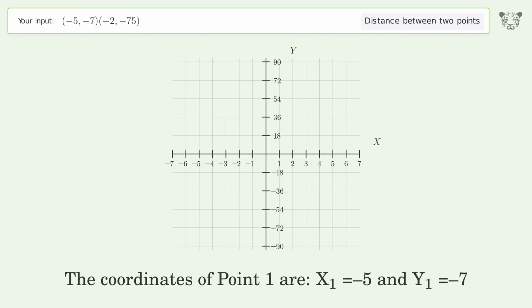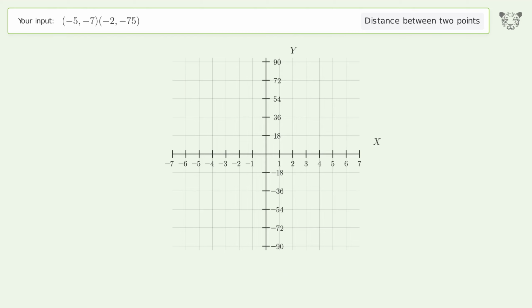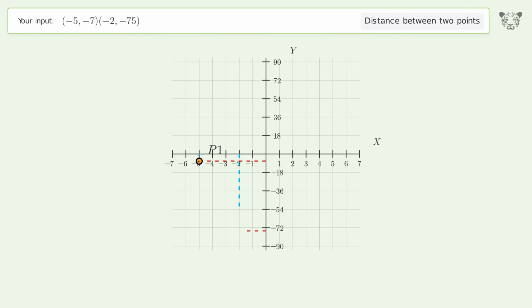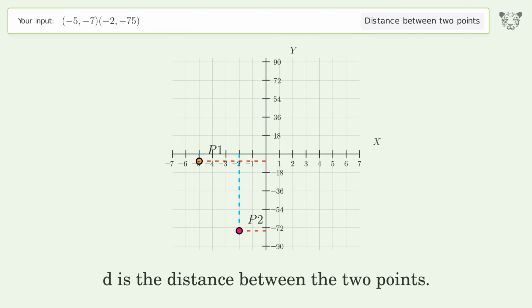The coordinates of point 1 are x1 equals -5 and y1 equals -7. The coordinates of point 2 are x2 equals -2 and y2 equals -75. D is the distance between the 2 points.